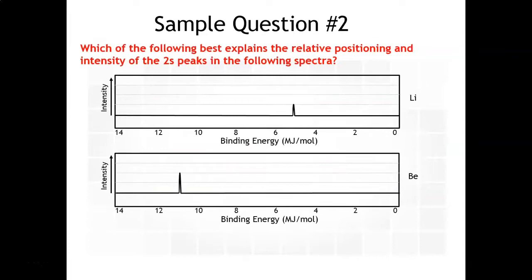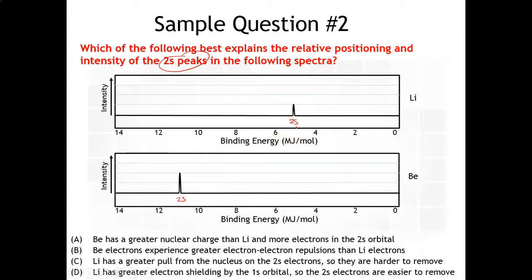Which of the following best explains the relative positioning and intensity? So these are both 2s electrons, and that's important. Don't get cute. These are just both 2s. This is not a situation where you're saying, oh, this is 1s, this is 1s. That's not what this is about. They're telling you these are 2s peaks. So these are both 2s peaks. Okay, what's the question? Which of the following best explains the relative positioning?